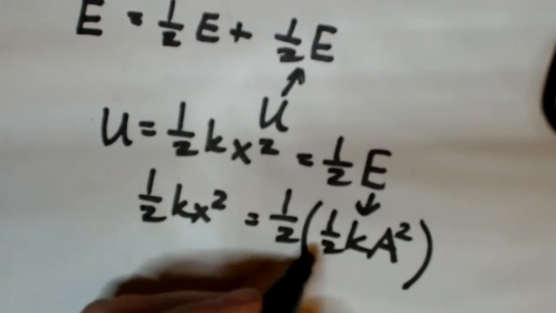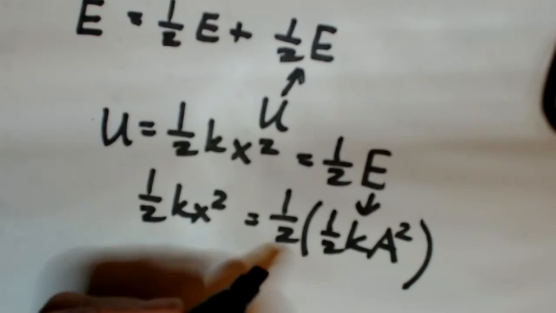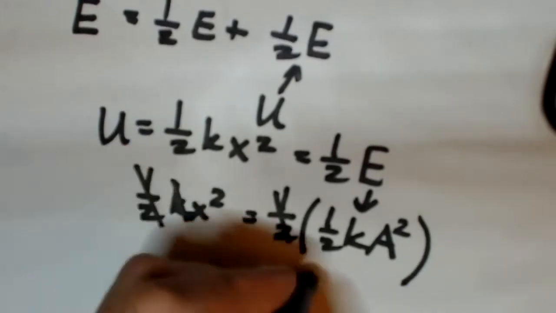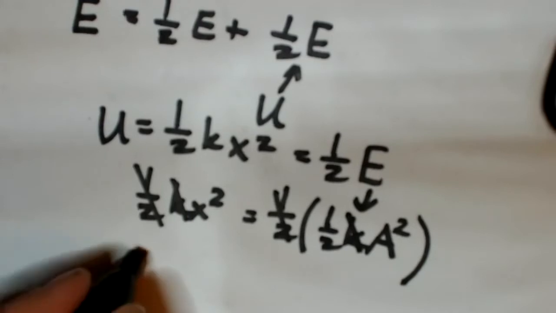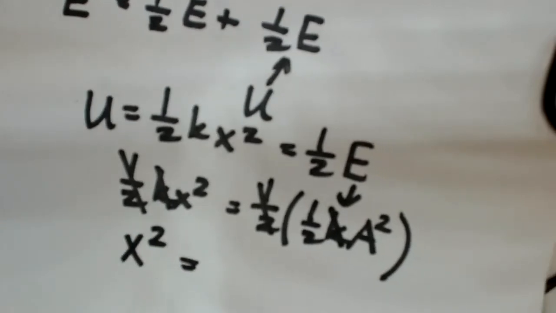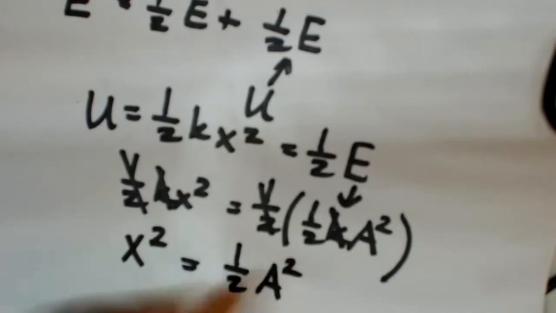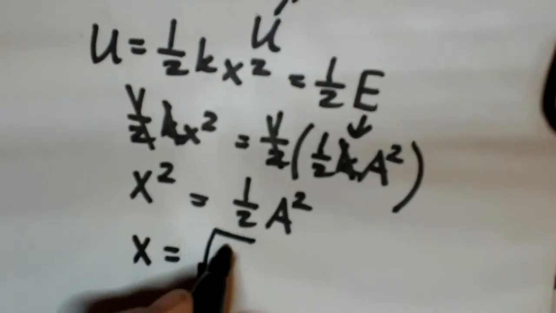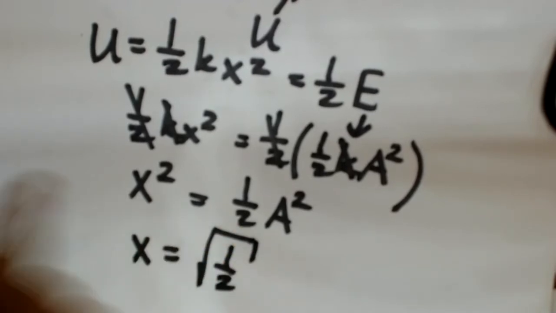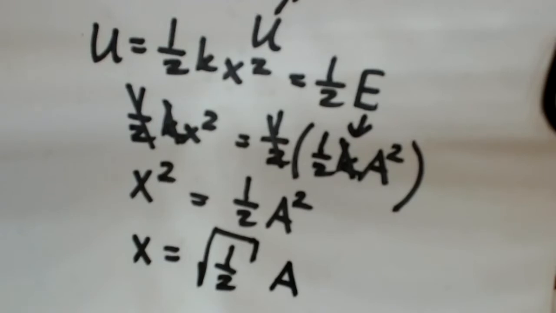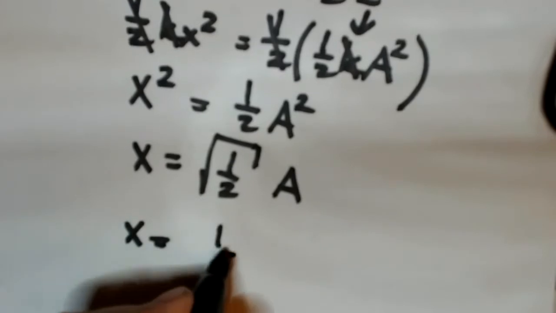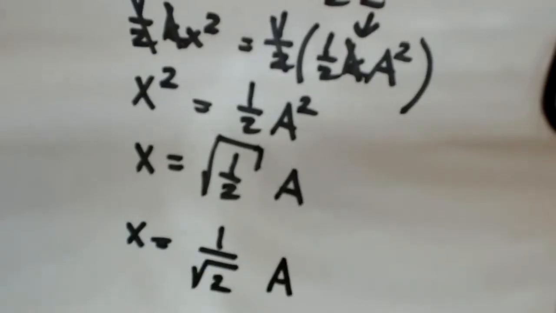Again, I can multiply those together, but I don't want to do that because I can cancel those 1/2s out. I can also cancel the k out. So I'm left with x² is equal to 1/2 A². And then all I need to do is take the square root of both sides. So I get x is equal to the square root of 1/2, and then the A is out by itself because it was squared. If you want to be really fancy with math, you can say that's 1 over the square root of 2 times A.